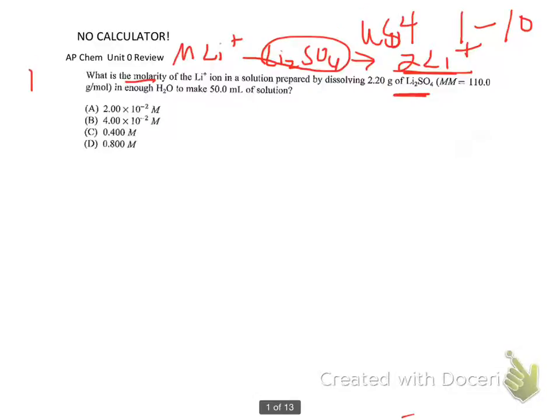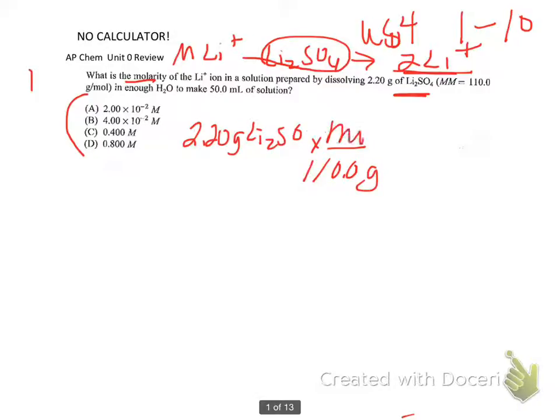Okay, so my answers are reasonably close to each other, so it's going to take a little bit of thought here. I'm going to take my 2.2 grams of lithium sulfate, and the molar mass that I'm given is 110 grams per 1 mole of lithium sulfate. So if I want to find molarity, I've got to get moles and divide by liters. So this is going to give me the moles.